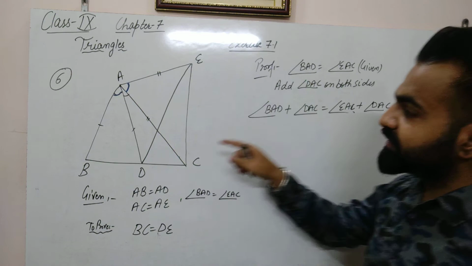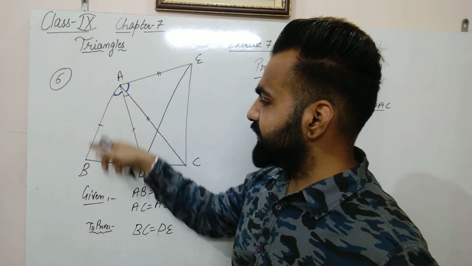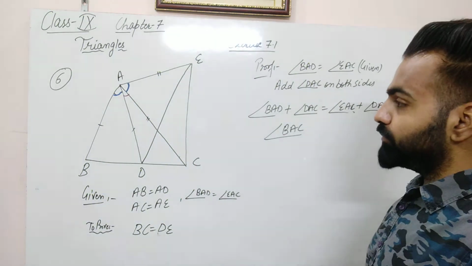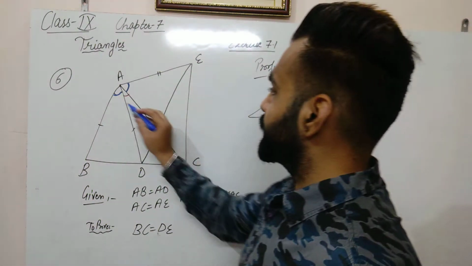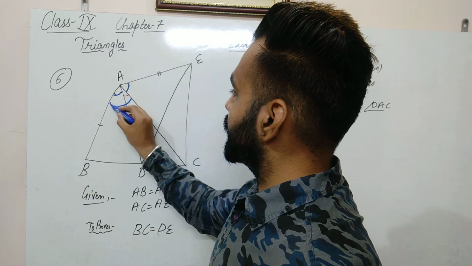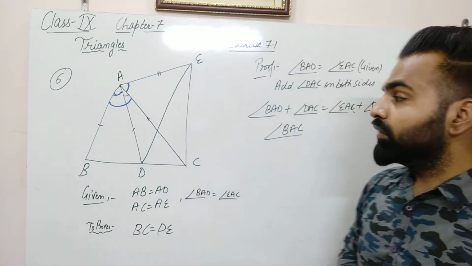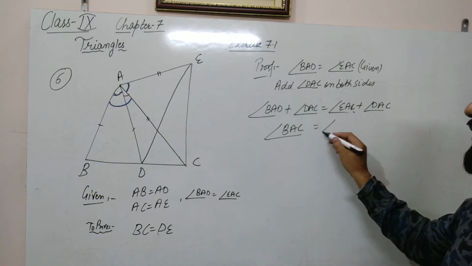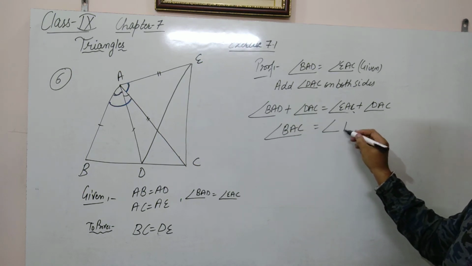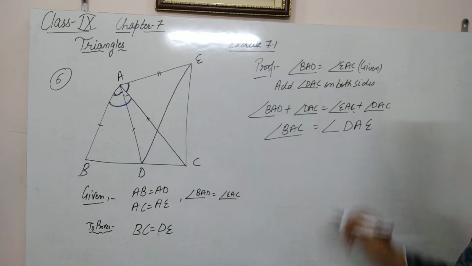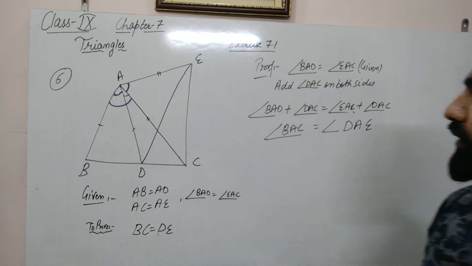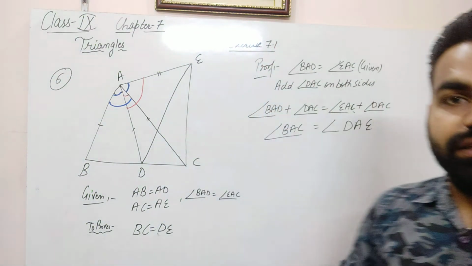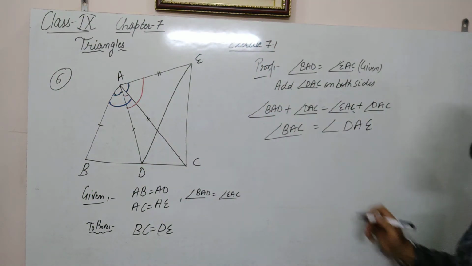Now BAD plus DAC will be angle BAC, this complete angle here. Clear everyone? And here angle EAC plus angle DAC will be angle DAE, this complete angle here. Now the two angles are equal. Now we can prove the triangles congruent.